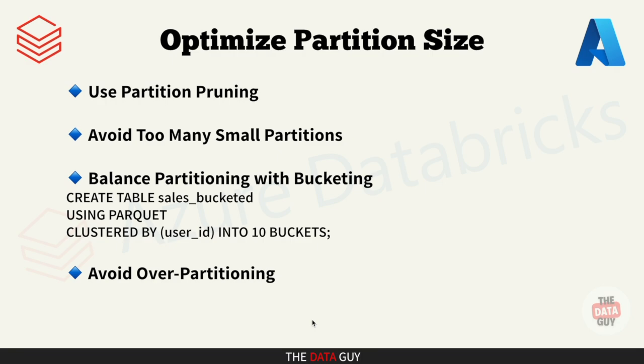Next is avoid too many small partitions. Small partitions, like less than 128 MB, can increase the overhead of task scheduling and metadata management. And next is balance partitioning with bucketing. If the partition key alone cannot achieve even distribution, consider bucketing to further split data within partitions.